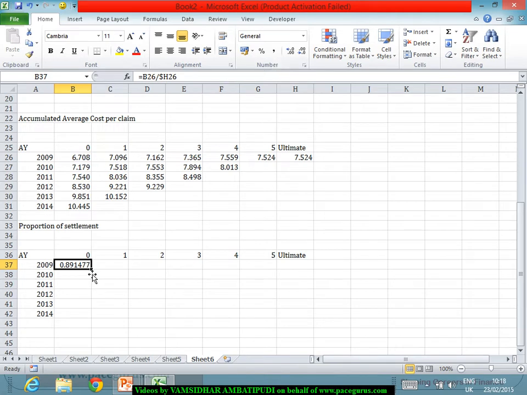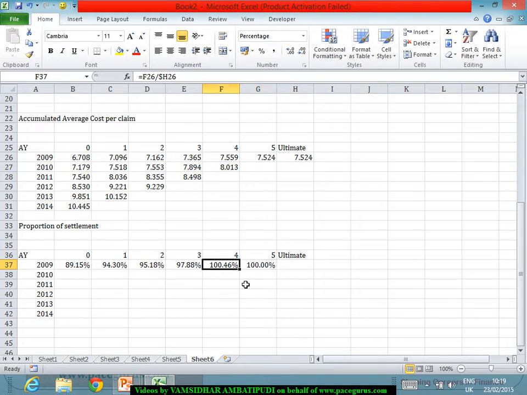So let me look at all these 5 years. These are the proportions of ultimates that got settled. Here it is 89.15%, 94.3, 95.18, and so on. These are the proportions of the ultimate that got settled in each of the years. In year 5, this is my ultimate number and this is the proportion of ultimate that got settled.